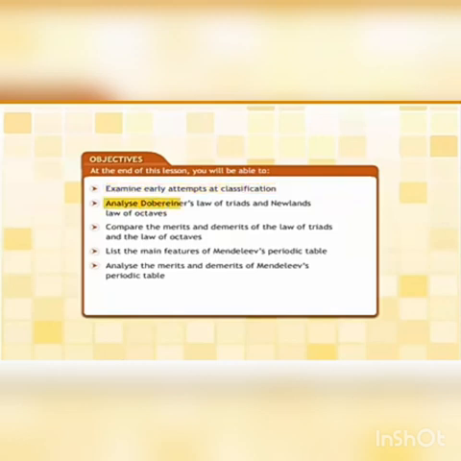analyze Dobereiner's law of triads and Newlands' law of octaves. Compare the merits and demerits of the law of triads and the law of octaves. List the main features of Mendeleev's periodic table. And analyze the merits and demerits of Mendeleev's periodic table.